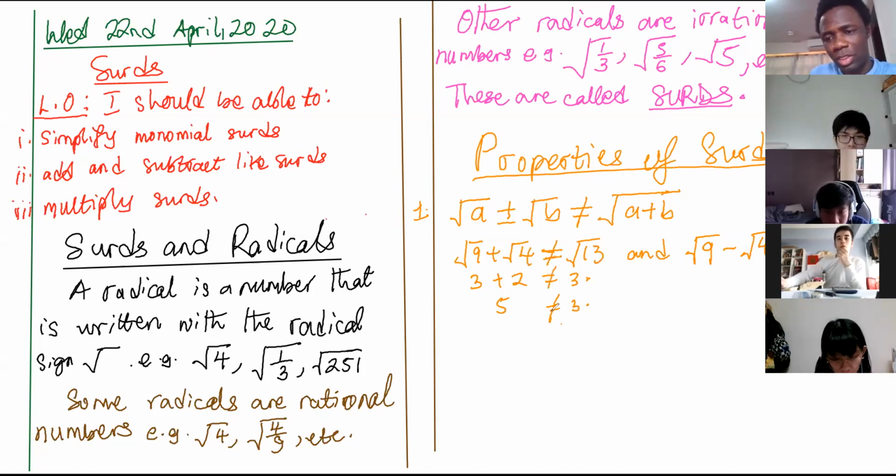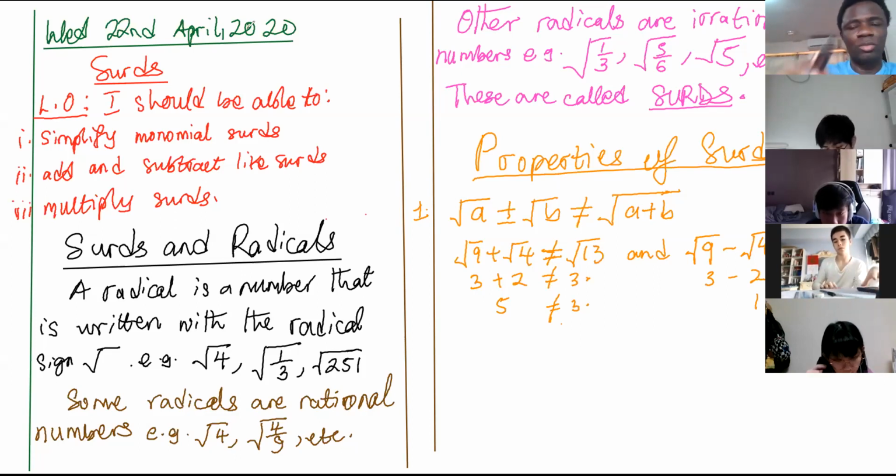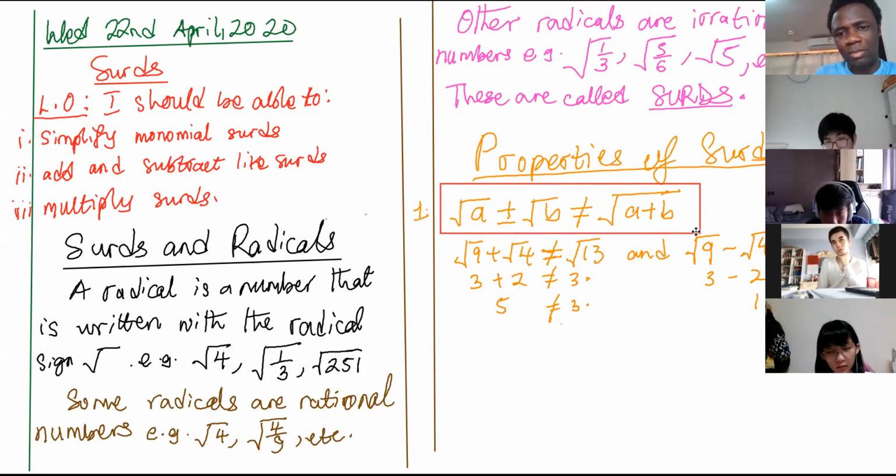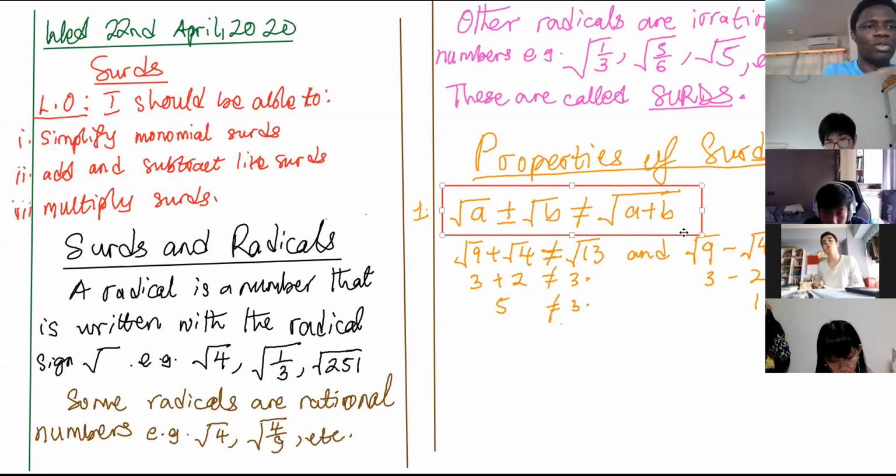It's not going to hold. Similarly, this is 3 minus 2, which should be 1. And last time I checked, 1 is not root 5, because root 5 should be 2 point something. So they are not the same. Okay? So don't be tempted to assume that the square root of a number plus or minus the square root of another number is just by adding them together. It doesn't work like that. Does that make sense, everyone?